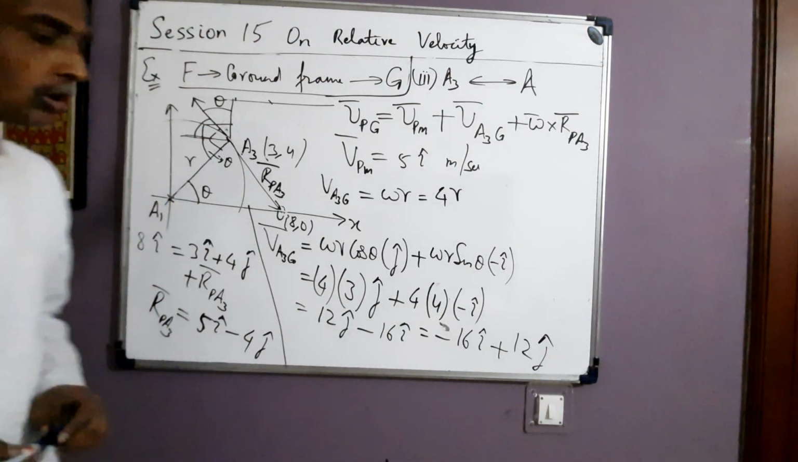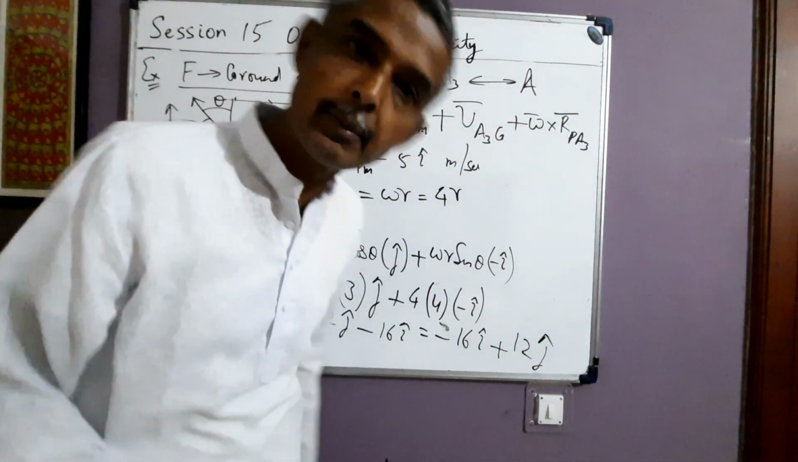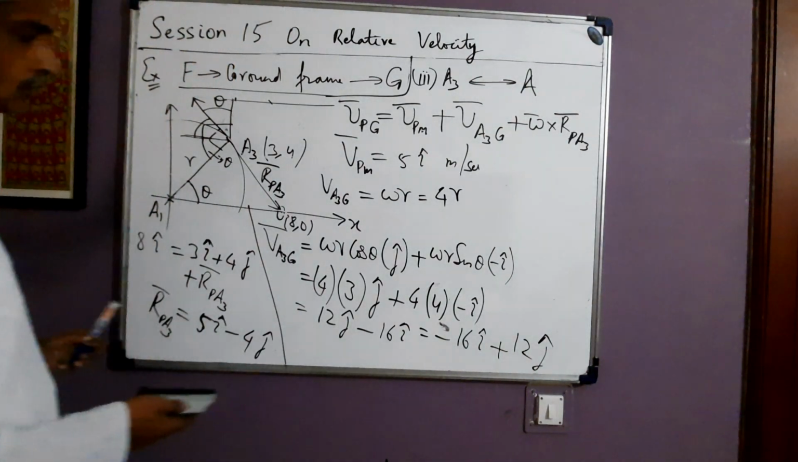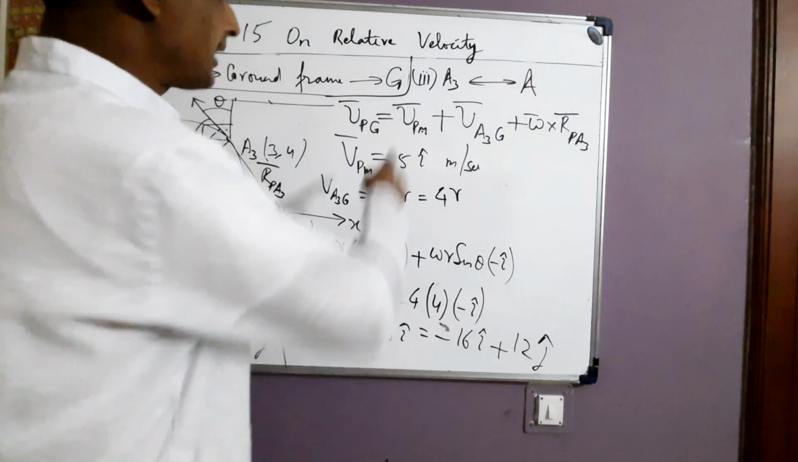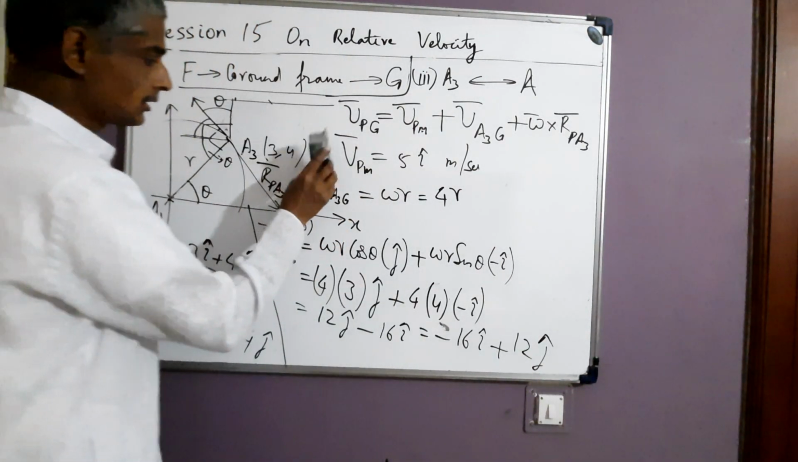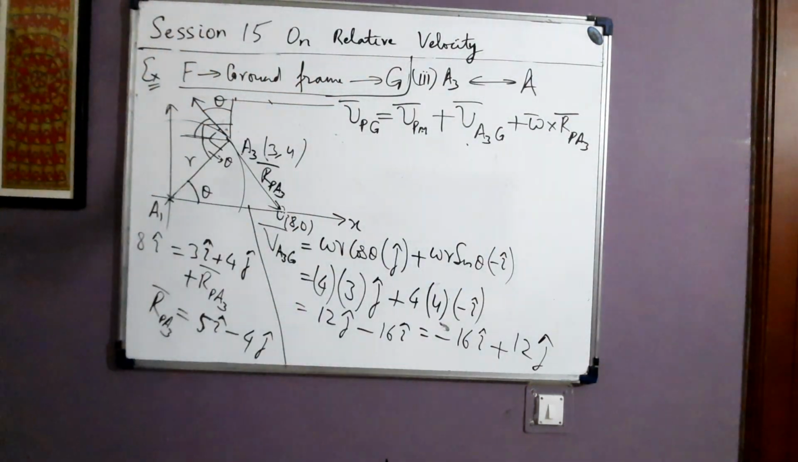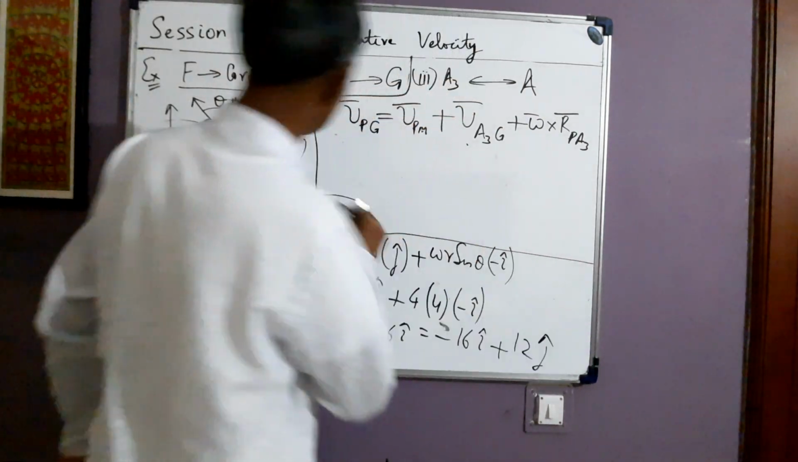So all terms have been fully evaluated. Now we substitute all these terms here and evaluate this, then we get VPG. So all terms have been evaluated. So now I write all the terms here. So how much do we get for VPG? See, VPG will be like this.